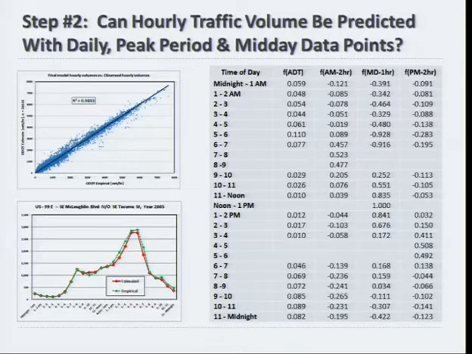What we're looking at here is the actual parameters. We had four inputs: the ADT, which we're treating as a known because we'd already estimated it, the 2 hour AM, the 1 hour noon, and the 2 hour PM. Those were the four inputs into an equation, and what we wanted out of it was an hourly volume for one of the 19 time periods.